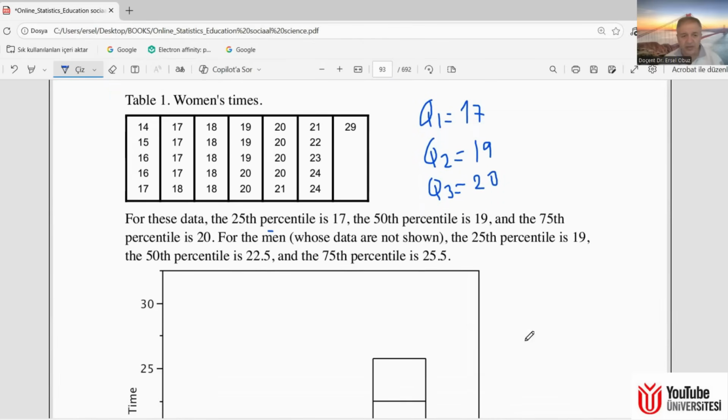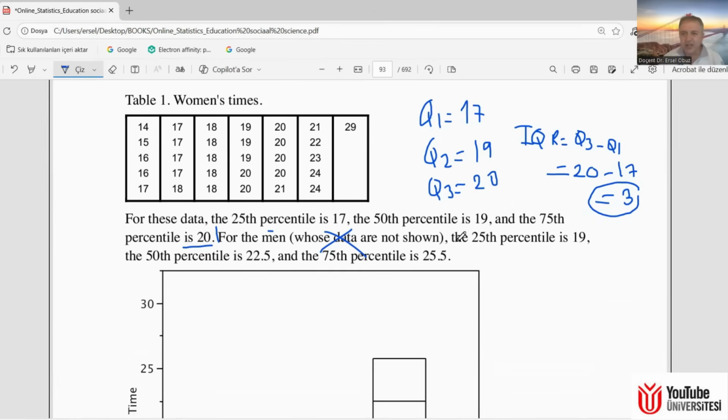So for women's time, right? Women's times, 25th percentile 17, 50th percentile 19, and 75th percentile is 20. And for the men, I think the data is not shown, but let's focus on the woman side. So when you have a scenario like this, what's going to be IQR? IQR will be Q3 minus Q1, which will give you 20 minus 17, 3. So IQR is 3.